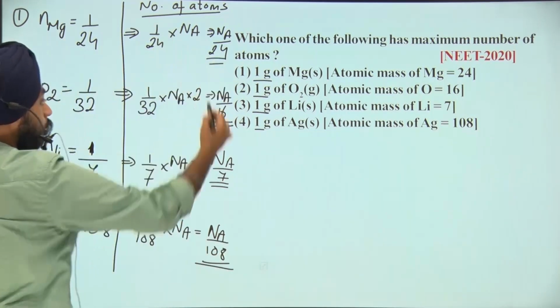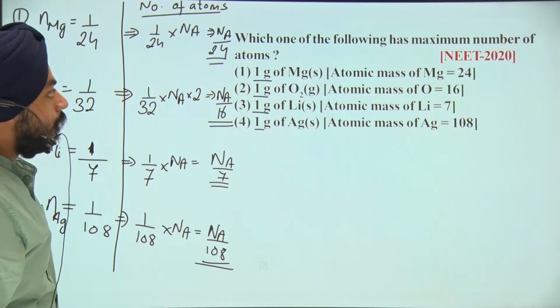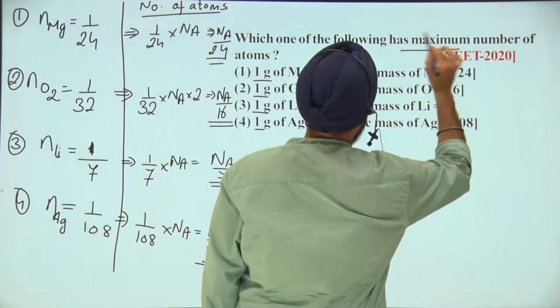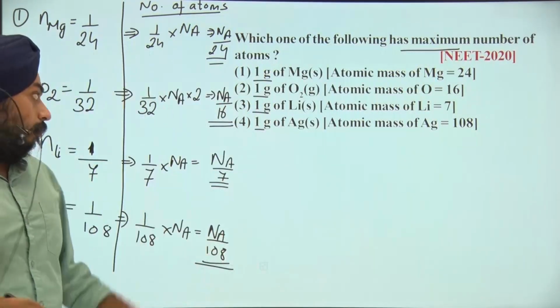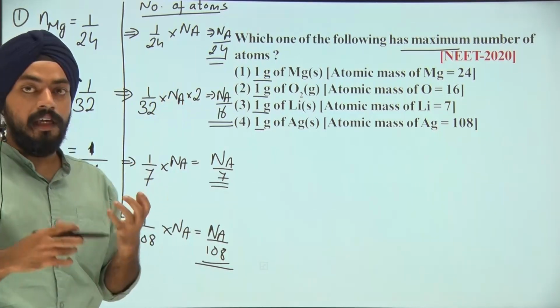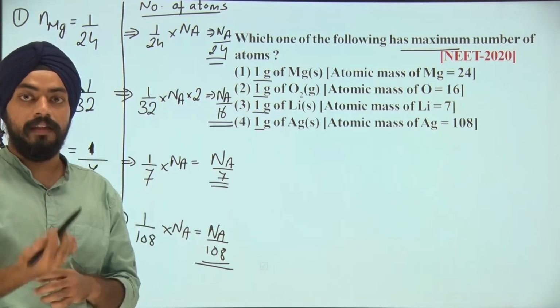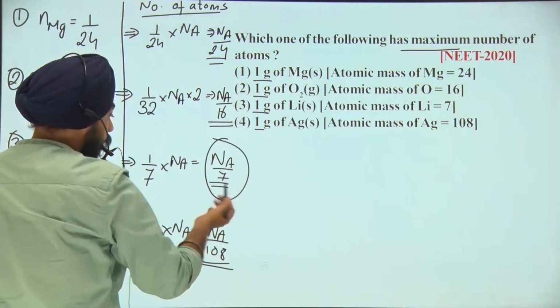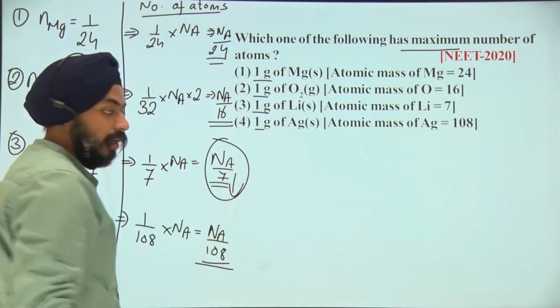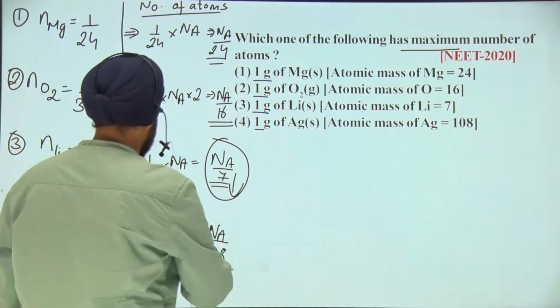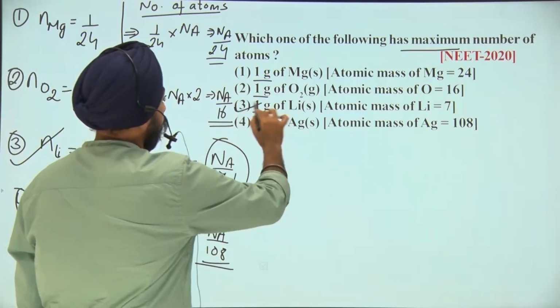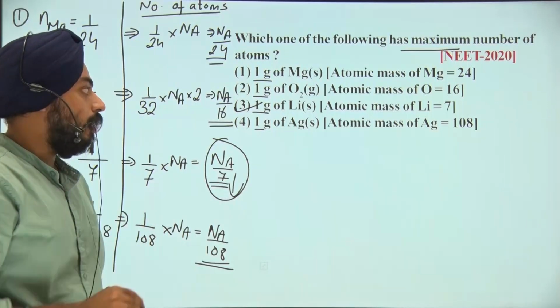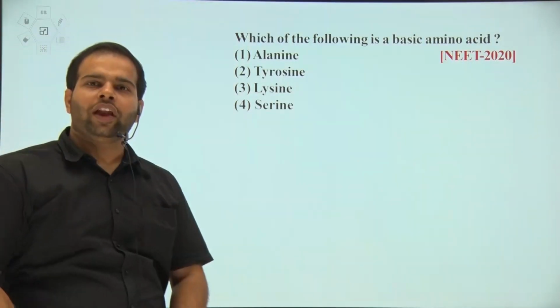Clear? So students, we have calculated the number of atoms and we have to find the maximum. The one which has the least denominator will have the maximum number of atoms, and the least denominator is for lithium because it is the least among all. So this will have the maximum number of atoms, that is option number 3, 1 gram of lithium. Clear? Okay students, coming to the next question.